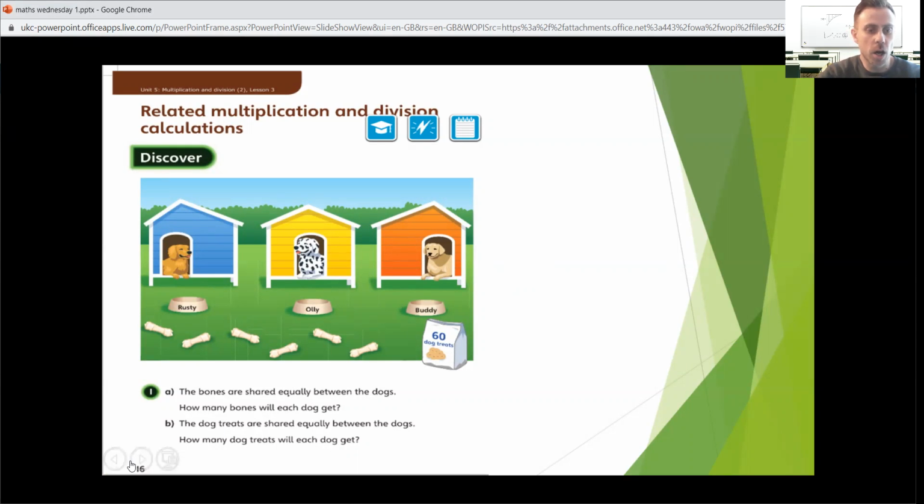Okay, so you should have had a go at those 2 questions there, 1A and 1B, all about dog bones and dog treats. Maybe you did them on a whiteboard in school. Maybe you did it on a whiteboard at home if you've got a whiteboard at home. That's pretty good. Or maybe you did it on some scrap paper as well. Let's have a little look.